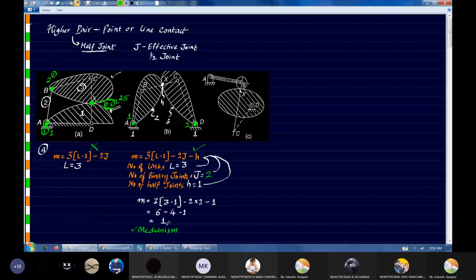2 binary joints are there. And how many higher pairs are there? 1 higher pair is there. So the formula here again is going to change. We just have to add minus h here.